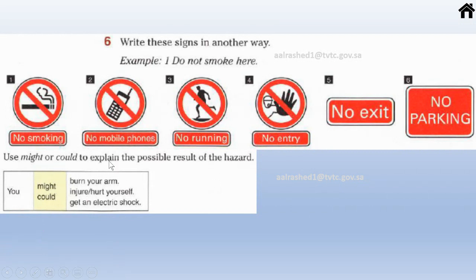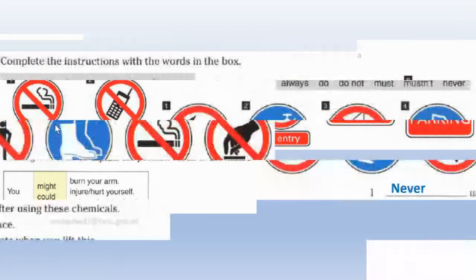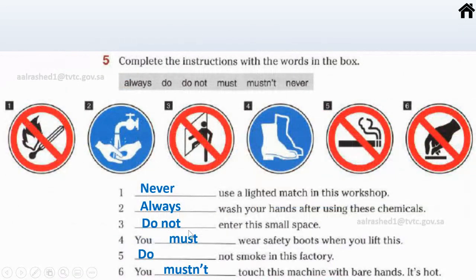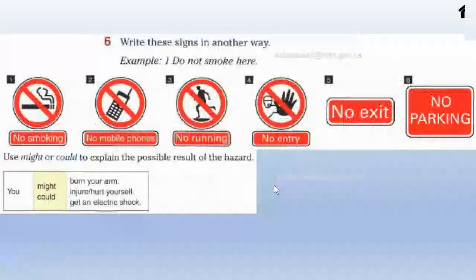We want to talk about the possibility, maybe 50%. 50% if you do something. If you did not follow these signs, okay, I'm not sure what would happen after that. You might, for example, get hurt or not. So I would use might and could. Okay. So might and could means it's like must.